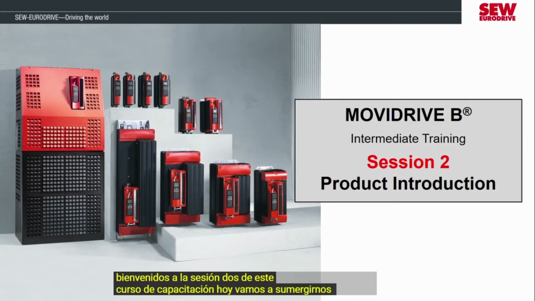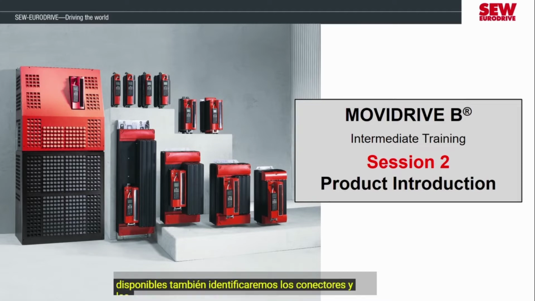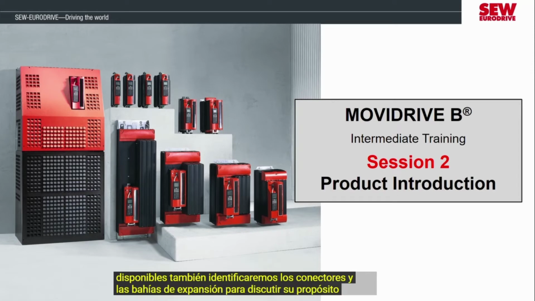Today we're going to dive into the specific product details of the Movidrive B hardware and what power sizes are available. We'll also identify the connectors and expansion bays to discuss their purpose.